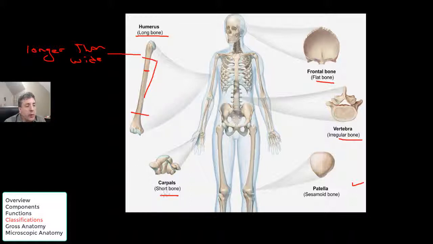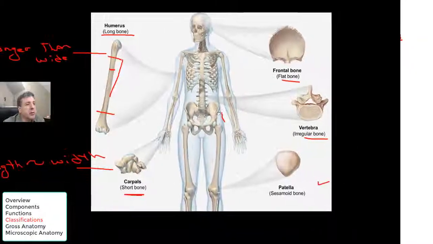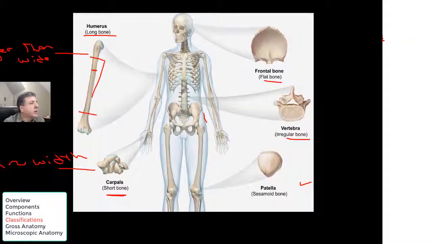Another type of bone that we're looking at is the short bones down here. A short bone is where length is approximately equal to the width. So be careful with this one. You just have to give it a little bit of leeway on some of this. In general, length and width are approximately the same.